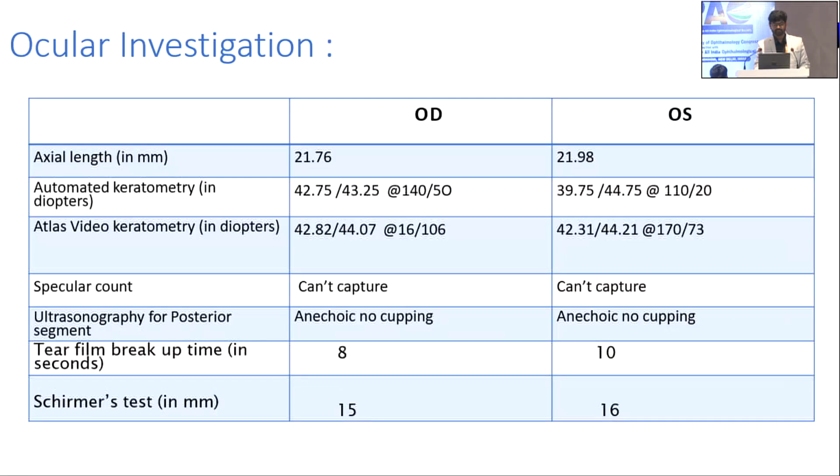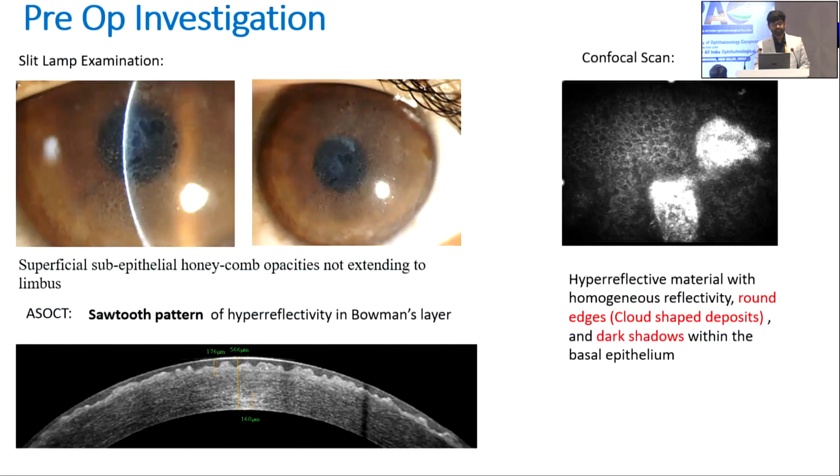The ocular investigation was suggestive of a mild to moderate component of dry eye. On pre-op slit lamp examination, we can see the superficial subepithelial honeycomb opacities, which are not extending to the limbus. AS-OCT was suggestive of a sawtooth pattern of hyperreflectivity in Bowman's layer, and the confocal scan was suggestive of hyperreflective material with homogeneous reflectivity, round edges, and dark shadows within the basal epithelium.